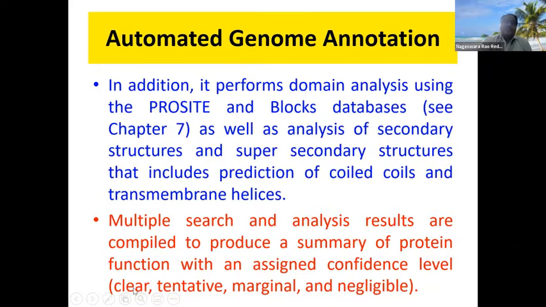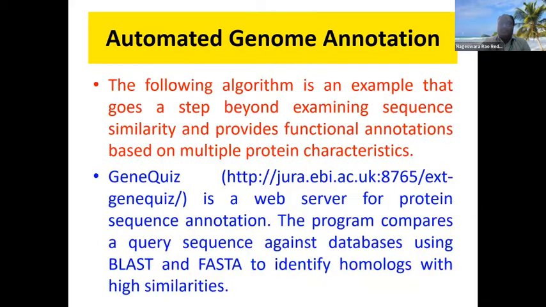Clear means the function is 100% true, we can say. Tentative means the function here is supposed to be a function. We have to confirm it again. Marginal means this can be the function. Negligible: prediction has been done, but we can't take it into account. Okay, so these are the things we get with automated gene annotation with GeneQuiz.